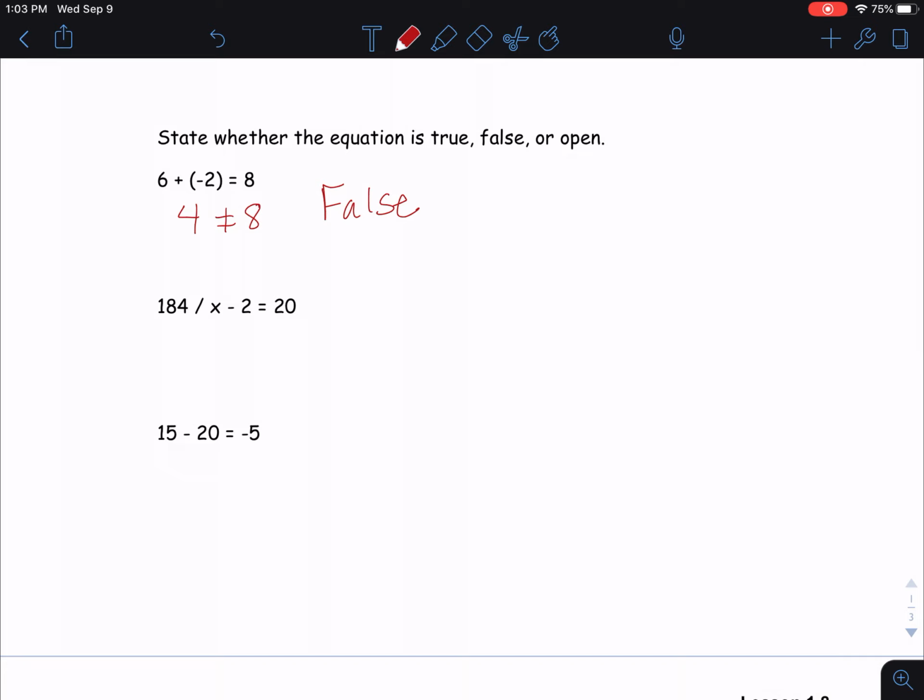In the second example, there is a variable included, so we do not have enough information to determine if the equation is true or false, so we state that it is open. In the last example, 15 minus 20 has a value of negative 5, which matches the value on the right side of the equation, so we would state that this equation is true.